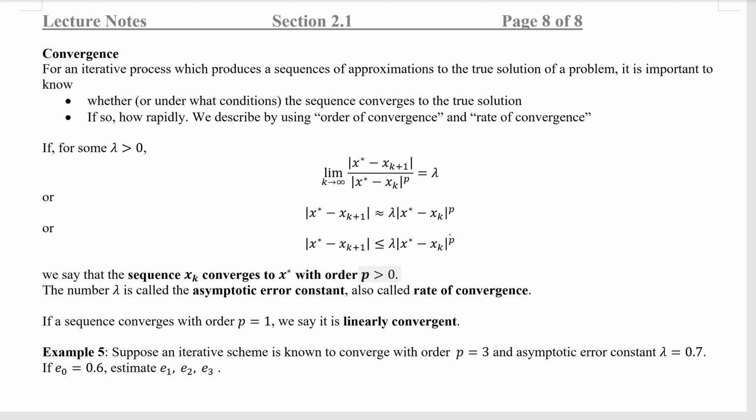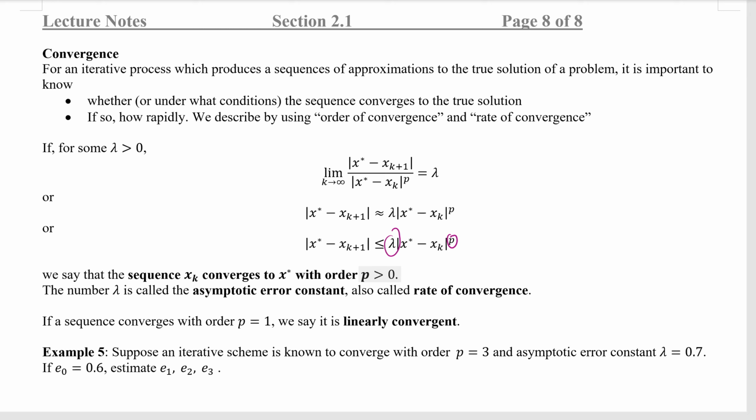So p is the order, the power. And the number lambda is called the asymptotic error constant. It's also called the rate of convergence. And if a sequence converges with order p equals 1, we say it is linear convergence. Okay, everybody?